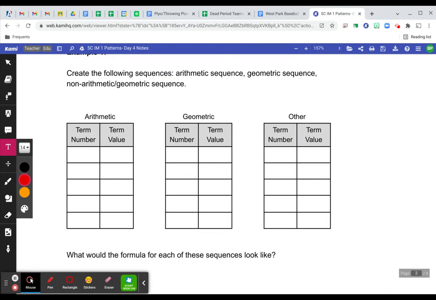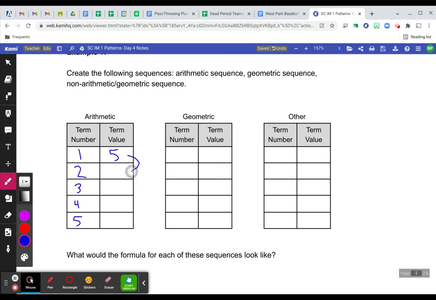So what we did in class here is, actually, we made these numbers up. So the term numbers are going to be 1, 2, 3, 4, and 5. We took a number, let's just say 5. We're going to make something up. And a common difference of, I don't know, let's just go 7. So we're going to add 7 each time. So as we add 7 each time, that's going to give us 12. It's going to give us 19, 26, and 33. So we have our first 5 values.